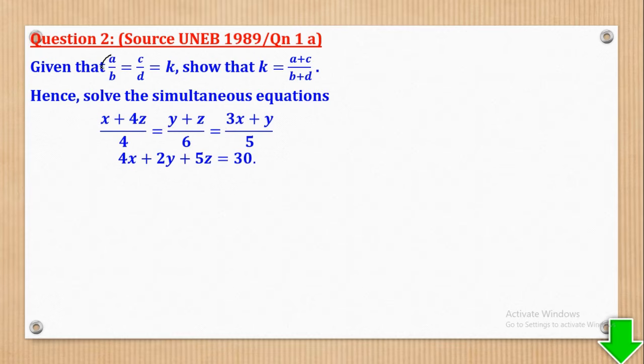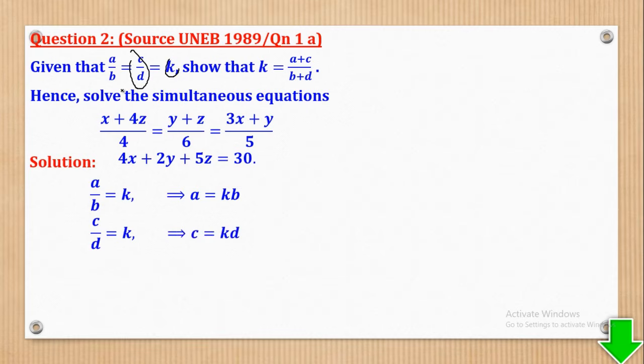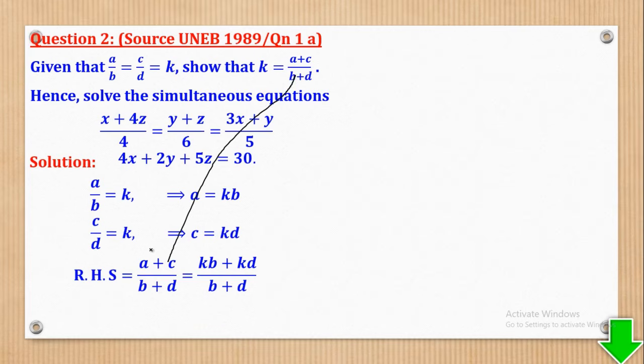The first thing to do, let's first prove this identity with this expression which they have given us. So this one means that I can equate this with this to come up with this line, therefore A is equal to KB. Then also I can equate this with this to come up with this line, implying that C is equal to KD. Therefore, I'll start now from the right hand side. So right hand side is this. Therefore, come and substitute for A. Where there is A, put this, and where there is C, put that.